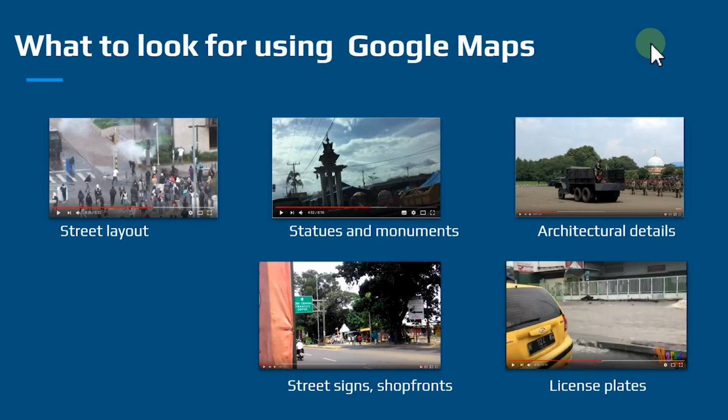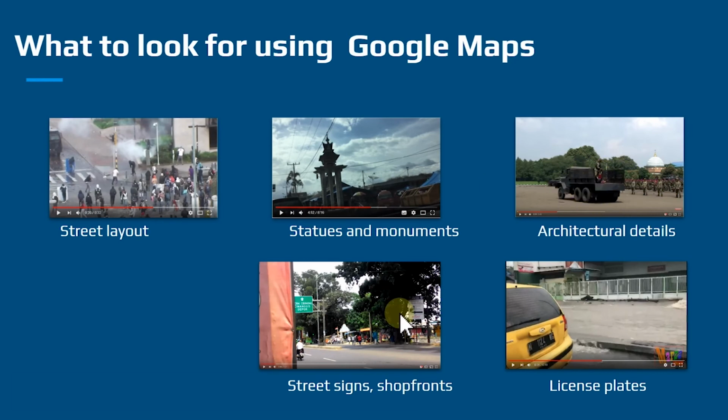Google Maps can be an extremely useful tool for journalists when wanting to look at details in an image or a video that has been supplied and compare that to details that are apparent in captures from Google Maps and Google Street View. For example, the layout of streets during protests. This can help you to verify whether something actually took place where it's claimed to have taken place. Clues in videos like statues and monuments, again to verify the location of an event or an incident.